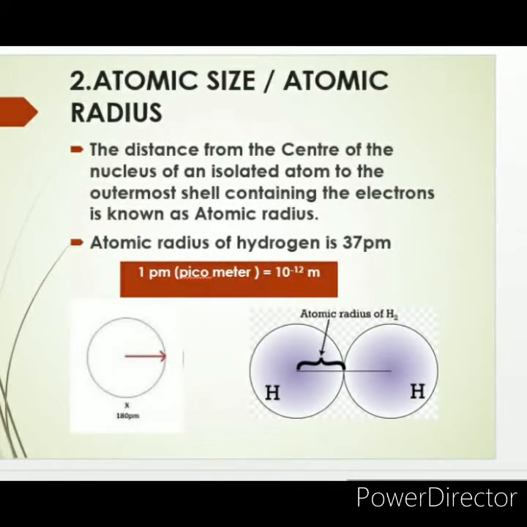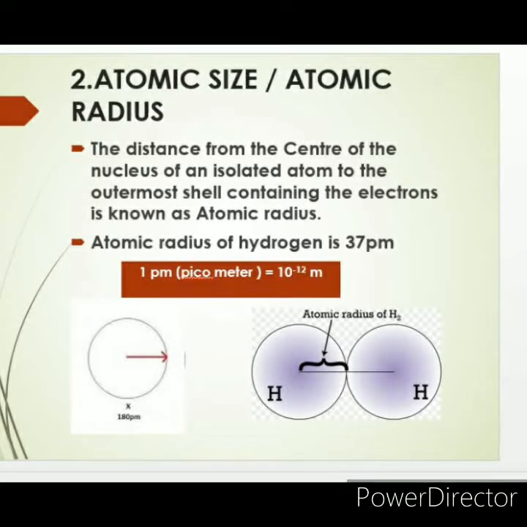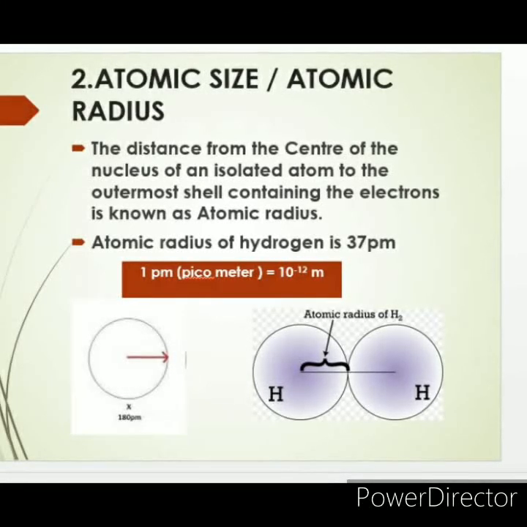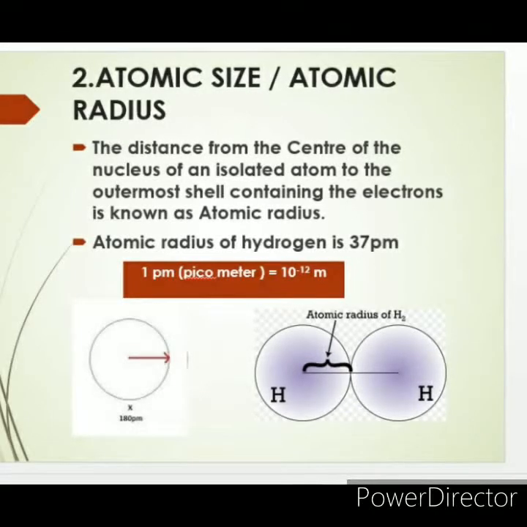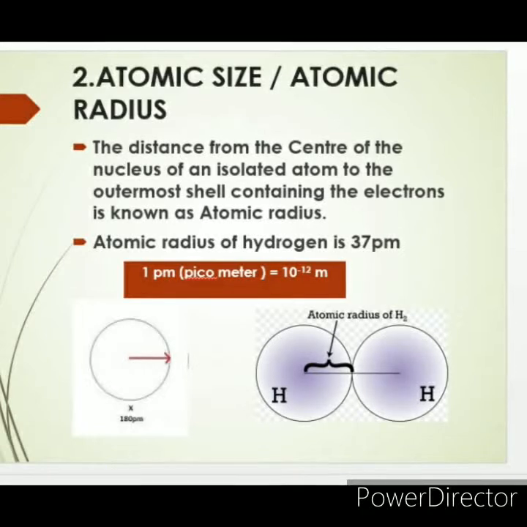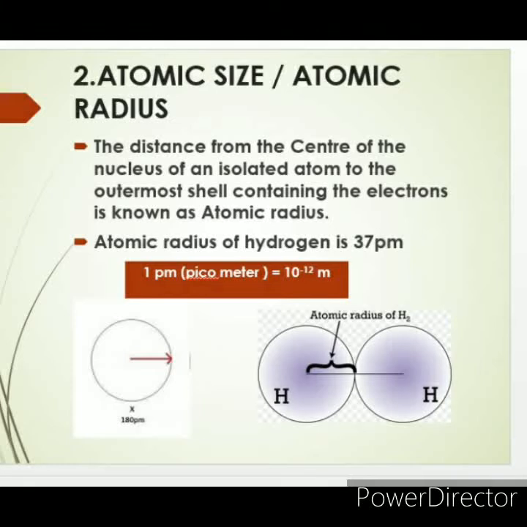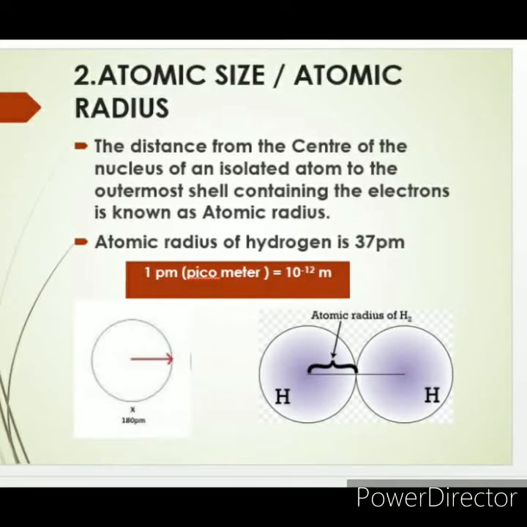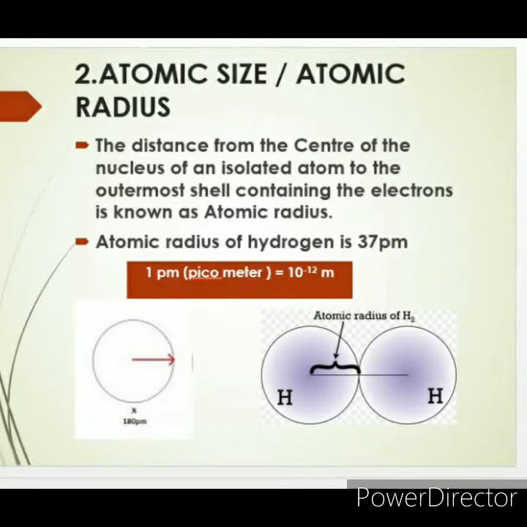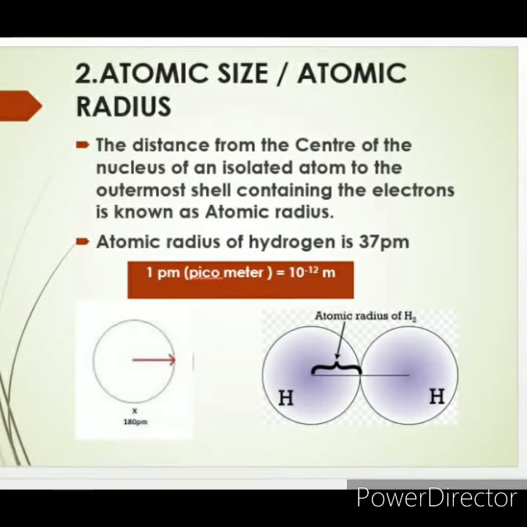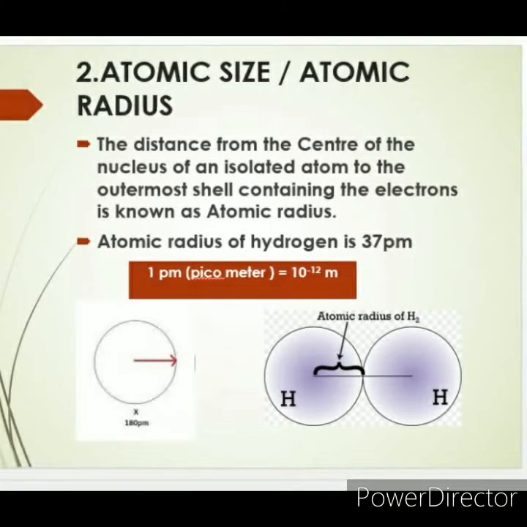Okay, here we are. Atomic size and atomic radius. So what is atomic radius? That is a very basic question. From the picture itself, it is clear that it is the distance from the nucleus to the outermost shell of an atom, and that outermost shell should have an electron. So atomic radius is the distance between the center of the nucleus and the outermost shell having the electron, and that is also considered as atomic size.